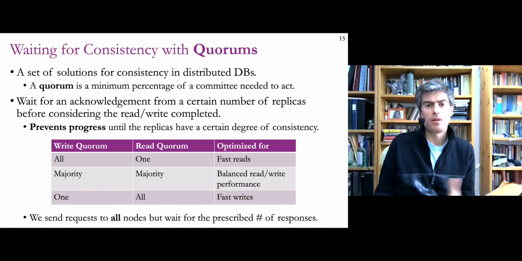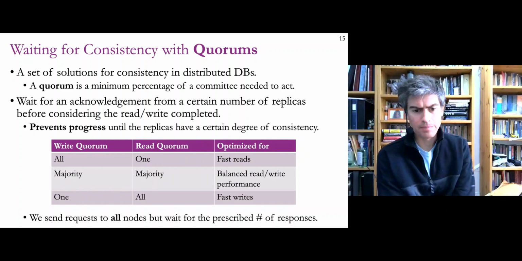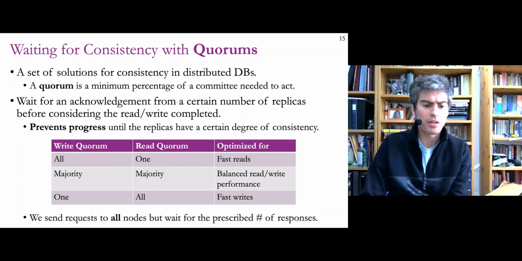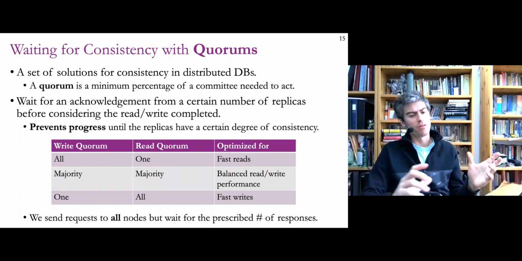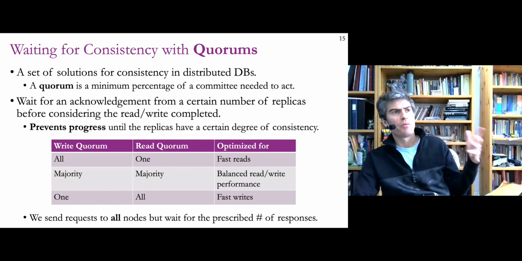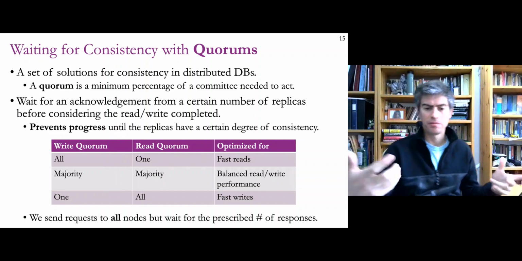So write in multiple places, or write everywhere. But we actually can have some flexibility here by trading off how many of the nodes we access for reads and writes. If we write to all of them, we don't necessarily need to read from all of them. And if we read from all of them, we don't need to write to all of them, actually.